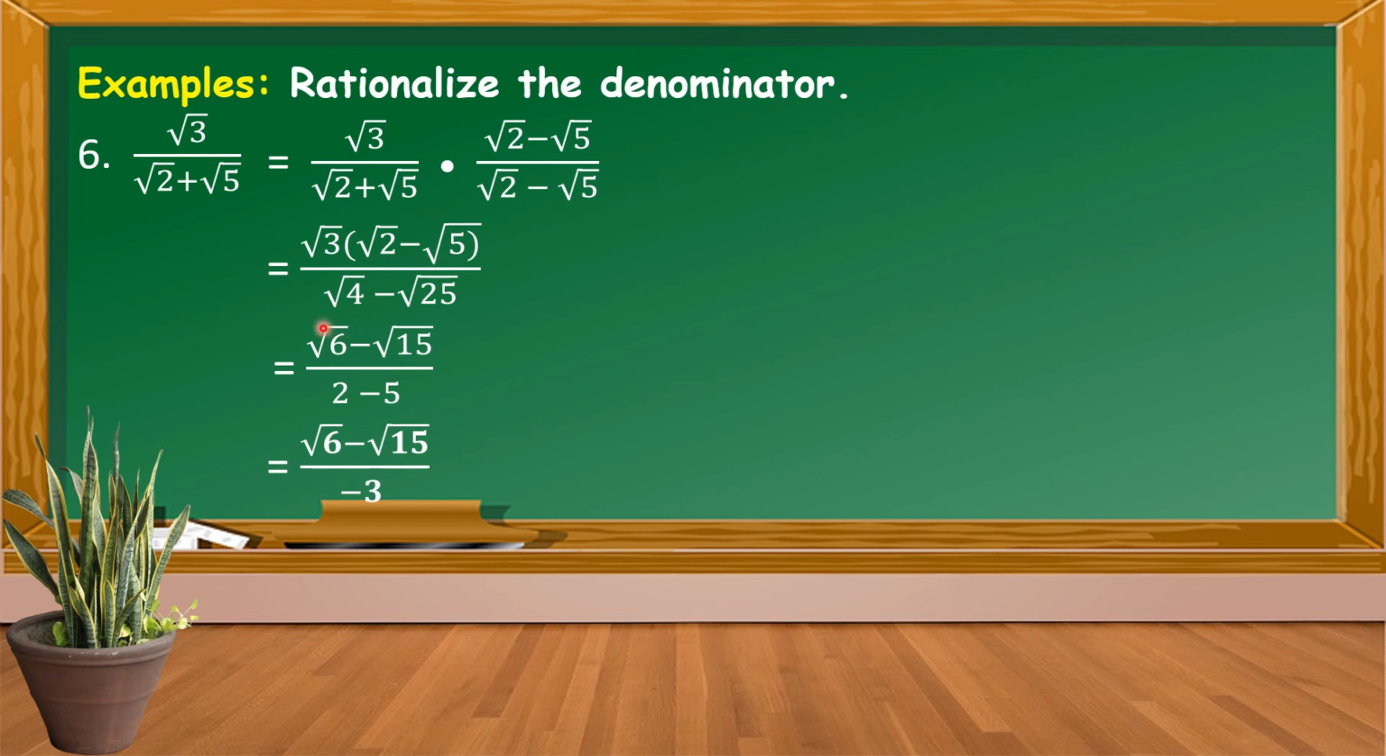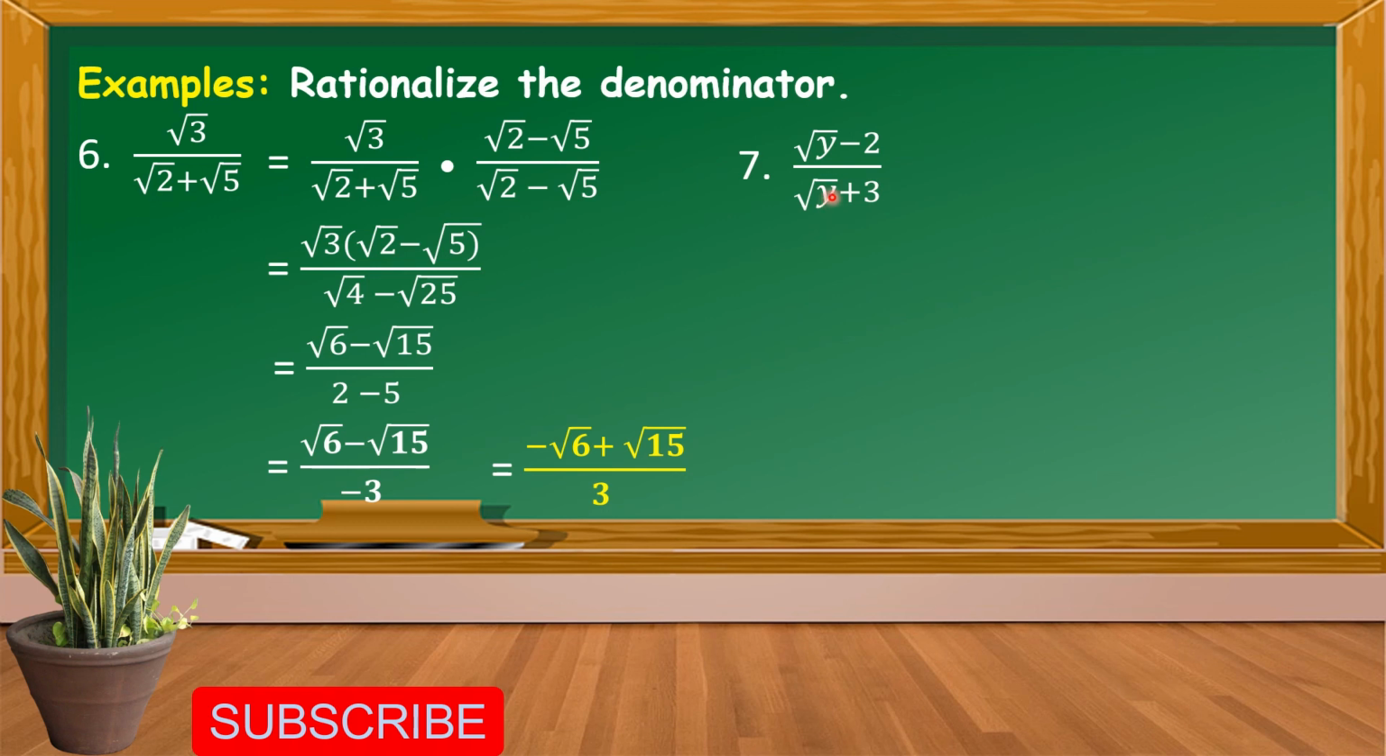Then, what is the square root of 4? That is 2 minus 5. So, we have this answer of square root of 6 minus square root of 15 over negative 3. Or, negative square root of 6 plus square root of 15 over 3. That is our final answer. For number 7, square root of y minus 2 square root of y divided by square root of y plus 3. So, our conjugate now is square root of y minus 3.